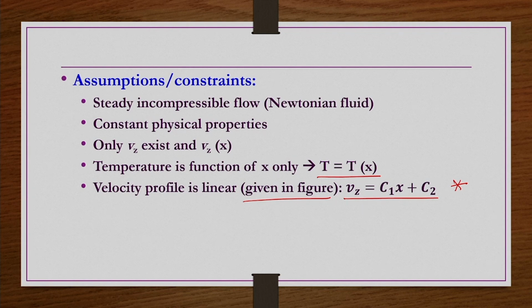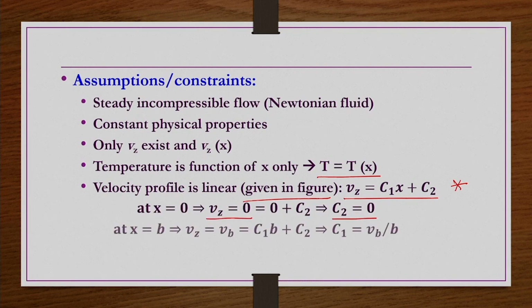So, now it is given in the picture that the velocity profile is linear, so we can take this one. Now, the constants C1, C2 we have to obtain. At x is equal to 0, Vz is equal to 0, so C2 is equal to 0. At x is equal to b, Vz is equal to Vb, so C1b plus C2, C2 is 0, so C1 is equal to Vb by b. That means here also we are getting the same velocity profile, Vz is equal to Vb by b times x.